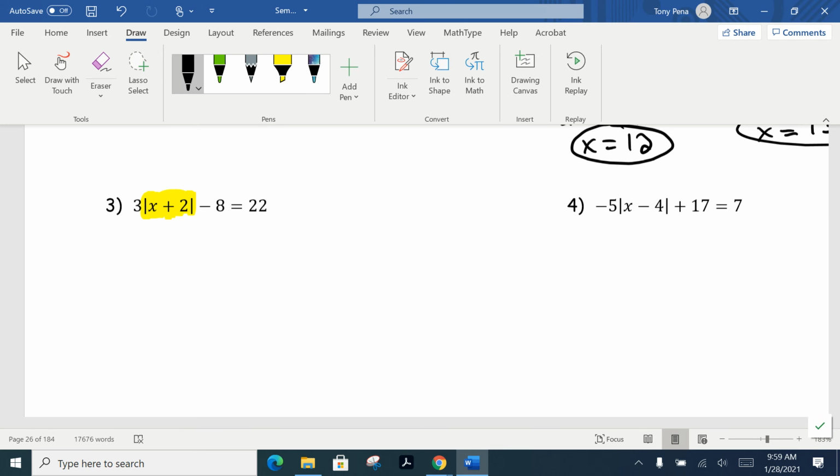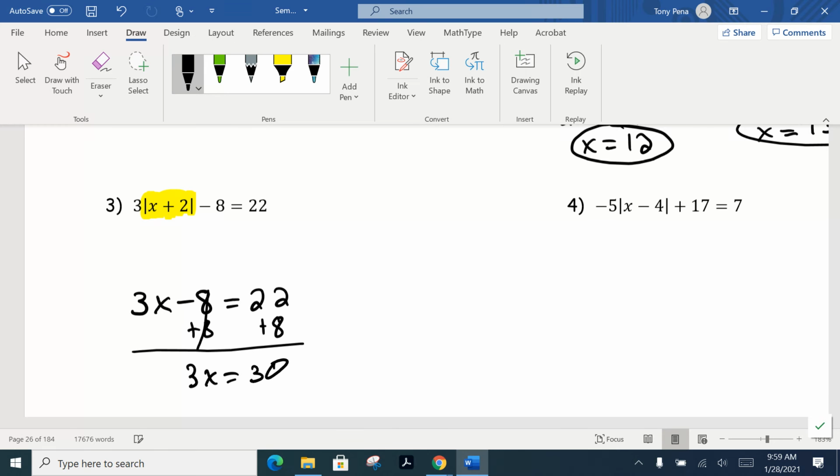So picture this, don't write this down right now, but think about if I gave you this equation. Don't write this on your paper. What in our first step here, I think we would all know, is to add 8 over so that we get 3x equals 30. And then we would divide by 3 at the end. It's the same thing we're going to do to isolate these absolute value bars.